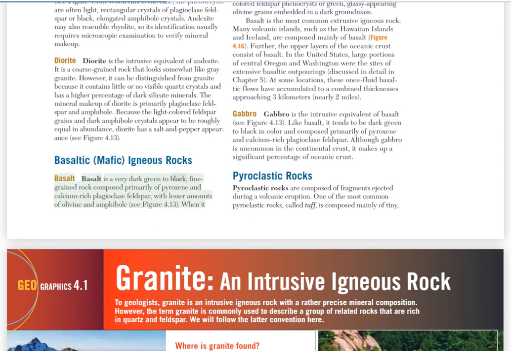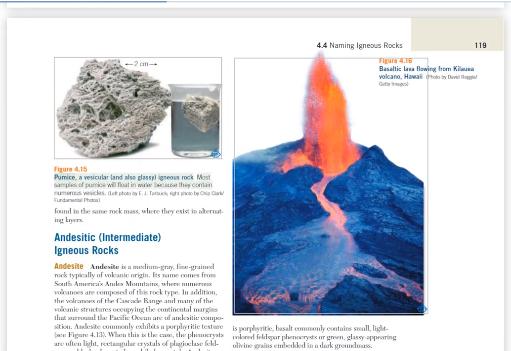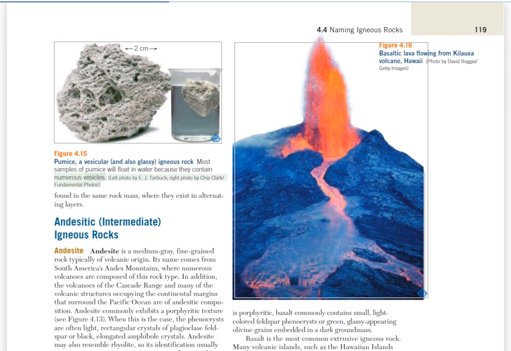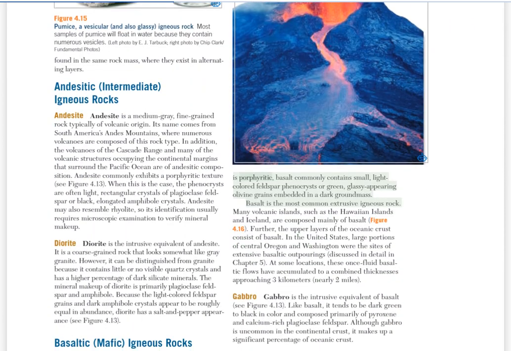Basalt is a very dark green to black, fine-grained rock composed primarily of pyroxene and calcium-rich plagioclase feldspar, with lesser amounts of olivine and amphibole. Figure 4.15. Pumice, a vesicular igneous rock. Most samples of pumice will float in water because they contain numerous vesicles. Basalt commonly is porphyritic, containing small, light-colored feldspar phenocrysts or green, glassy-appearing olivine grains embedded in a dark groundmass. Basalt is the most common extrusive igneous rock.